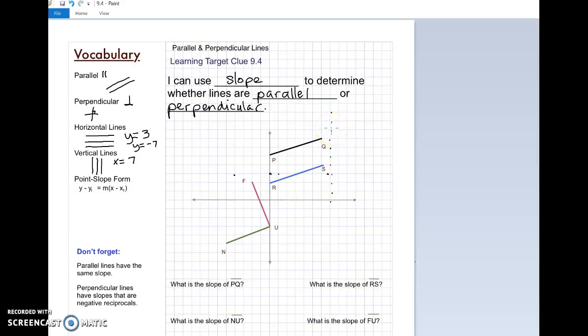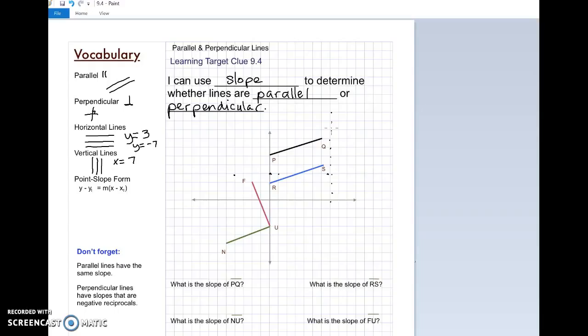Let me ask you a question. Do you think that a horizontal line is perpendicular to a vertical line? Think about that. Are horizontal lines perpendicular to vertical lines? Tell me what you think. Well, they are. They're always perpendicular. So that's an important thing to know.